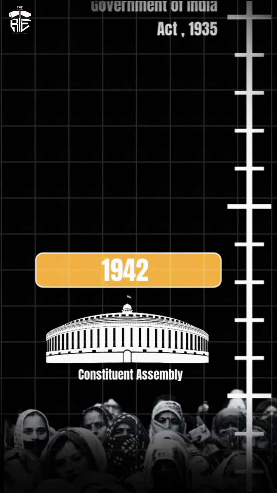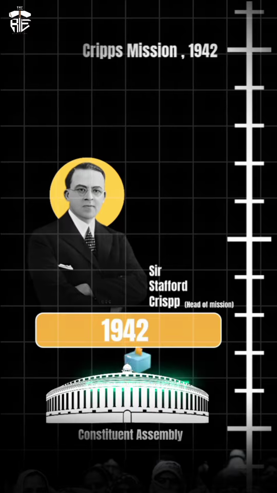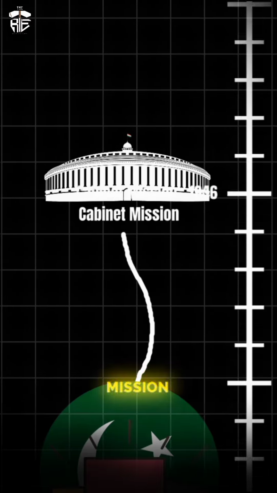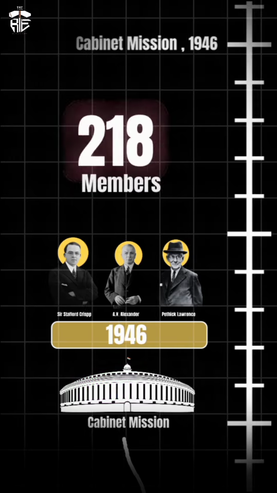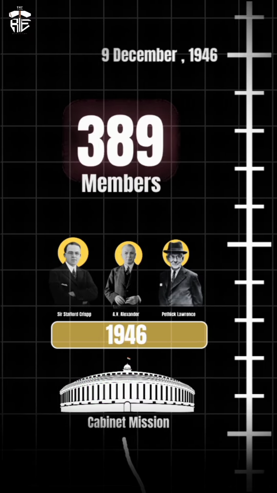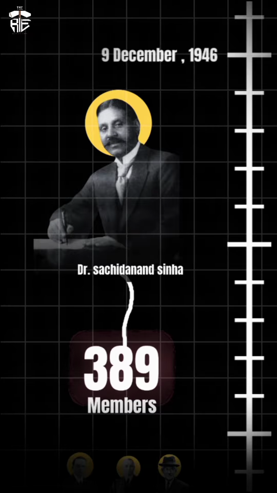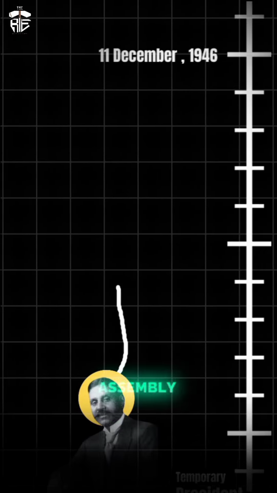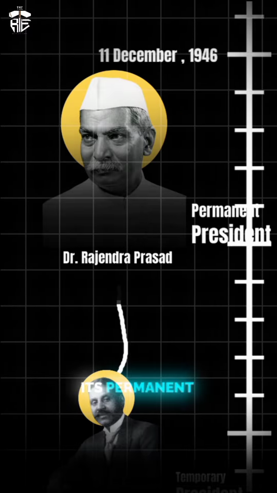Hence, in 1942, the British sent the Cripps Mission to form the Constituent Assembly, but it failed due to the boycott by the Muslim League. Later, the Cabinet Mission of 1946 finally set up the Constituent Assembly with 389 members. On 9 December 1946, our Constituent Assembly first met, where Dr. Sachchidananda Sinha became the temporary president. On 11 December 1946, the Assembly chose Dr. Rajendra Prasad as its permanent president.